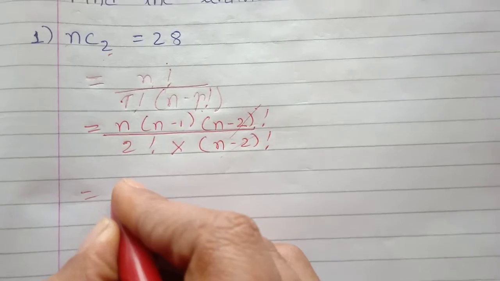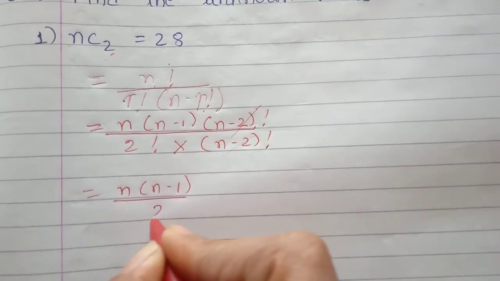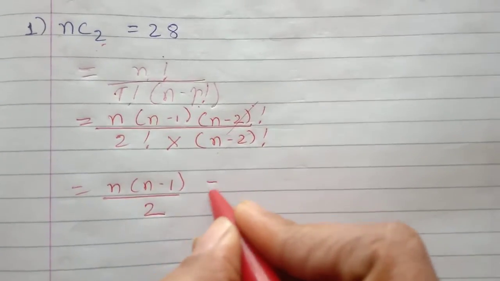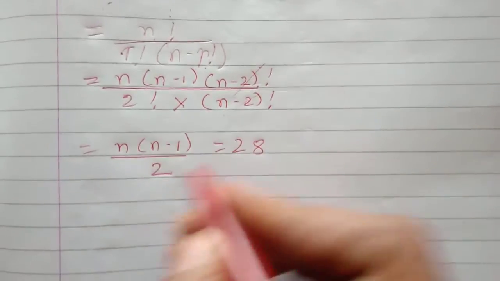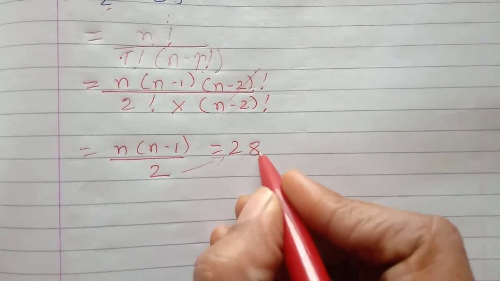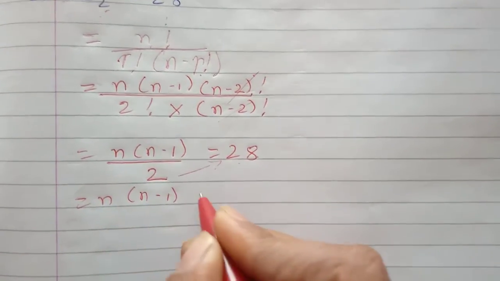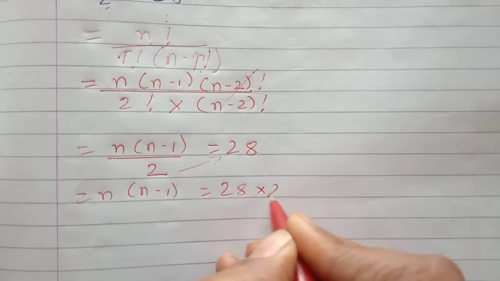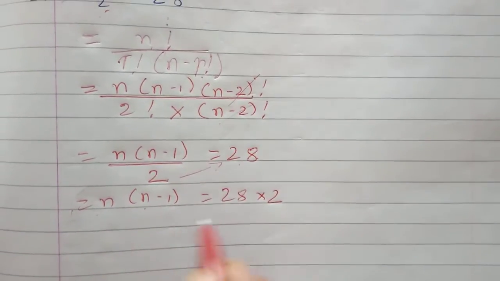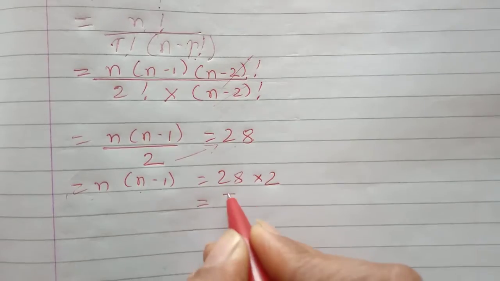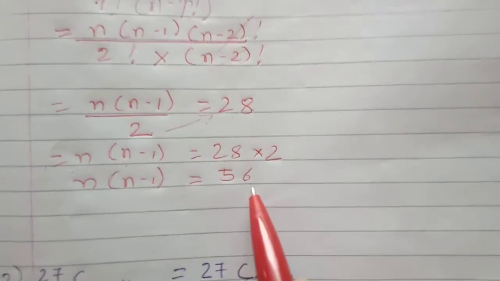Now what is left? n into (n minus 1) upon 2 is equal to 28, because here nC2 is equal to 28 is given. Now this 2 will go in multiplication here. So therefore n into (n minus 1) is equal to 28 into 2. And if I multiply here, my answer will come 56. That is n into (n minus 1) is equal to 56.